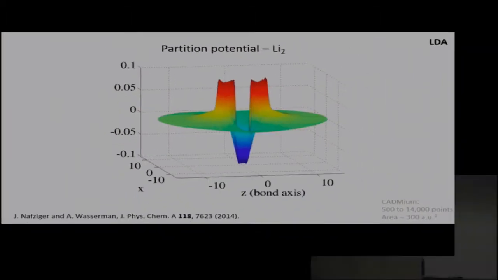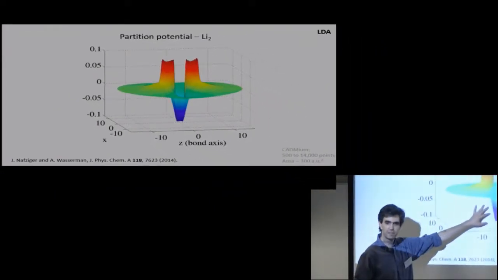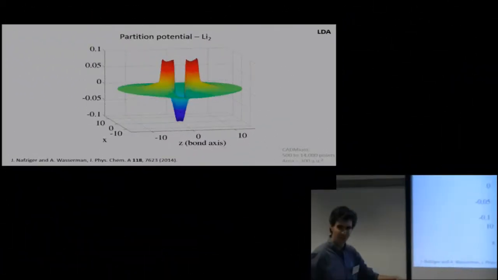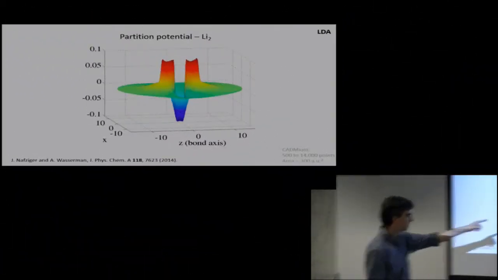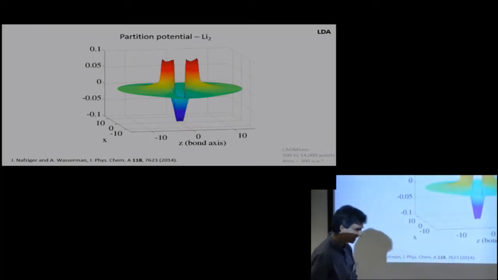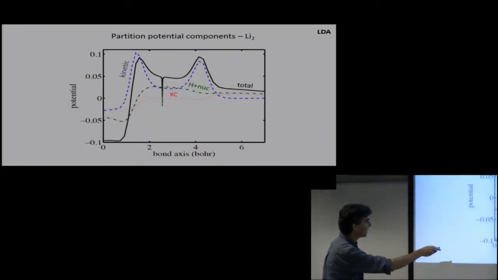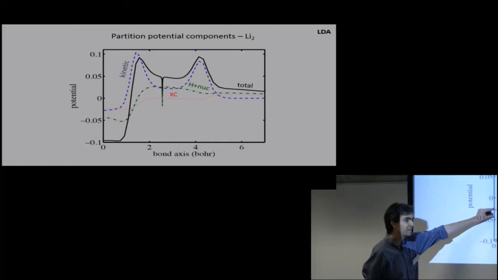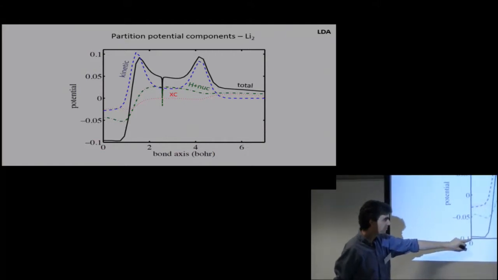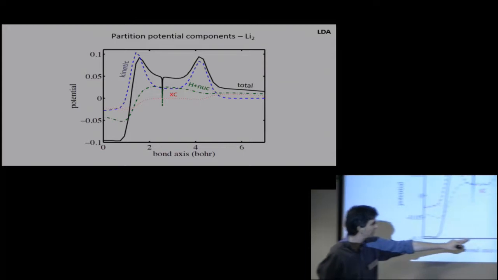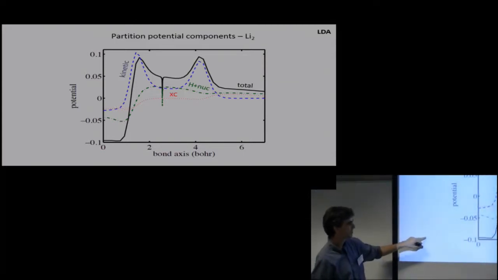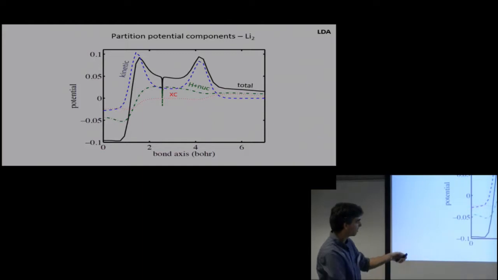So here, this is how the partition potential looks like. This is the one that reproduces the LDA. When you use this partition potential, you simply reproduce the LDA density. And you see that all components, kinetic, exchange correlation, and Hartree plus nuclear, are significant at the bond midpoint. This zero is in between the two nuclei. So here you have one nucleus, and over here you have the other nucleus. So zero is in between, and they are all important.